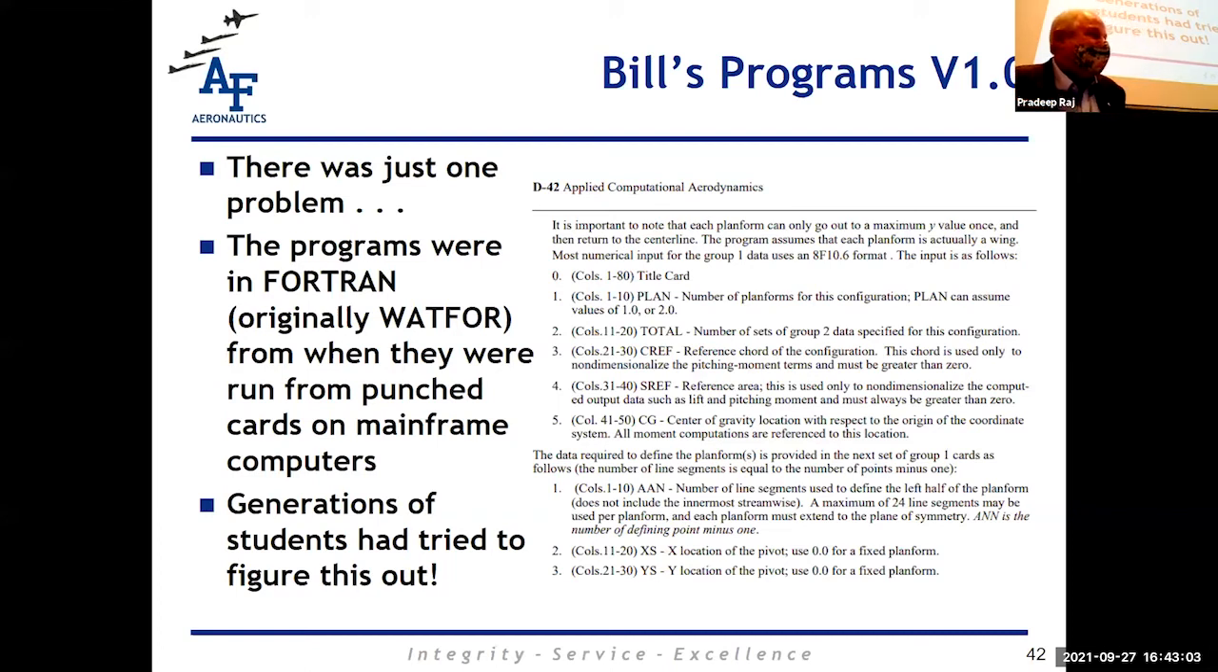So what did that mean? That meant there were generations of Virginia Tech students who, when they asked Bill Mason for a program that could do vortex, he gave them a program and said, and by the way, your formats have to follow this procedure exactly or it won't work. And generations of students complained about that. Why do I have to follow that prescription to get the program to work?